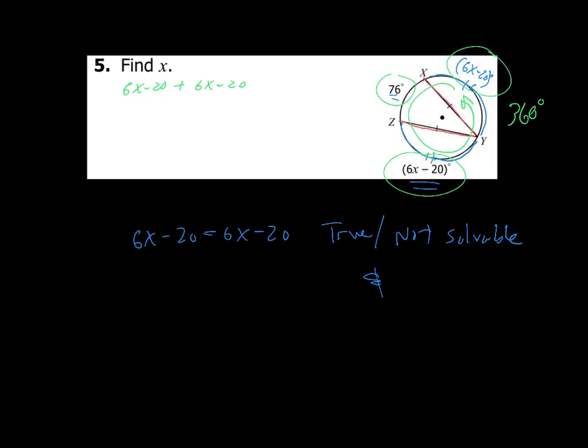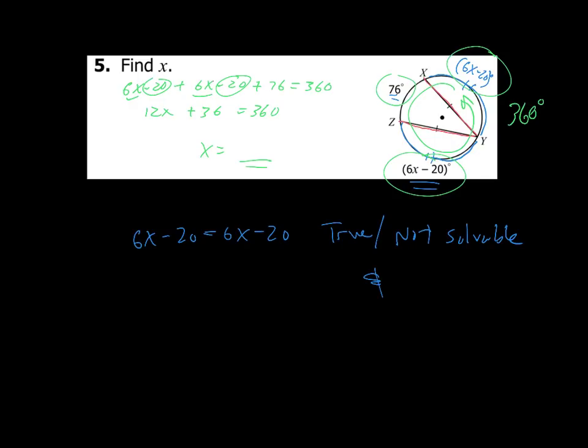Right, if I have two 6x minus 20s plus the 76 that was there, that all adds up to 360 degrees. Combine like terms, that's going to give me 12x. Minus 20 will give us minus 40. Plus the 76, I guess, will yield us a plus 36 equals 360. And you could go ahead and finish that one on your own.